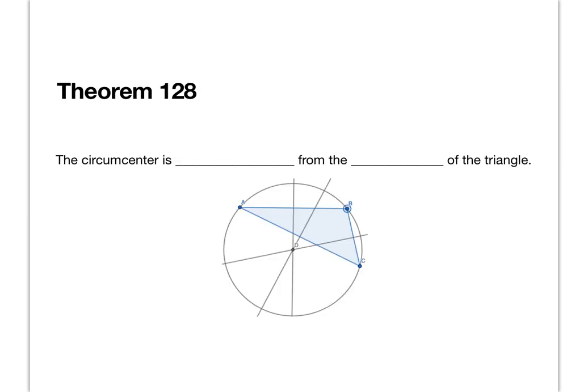Theorem 128 says the circumcenter is equidistant from the vertices of the triangle, and that should make sense. From this point, from here to here is a radius, here to here is a radius, and a radius there. So it's equidistant to the vertices.